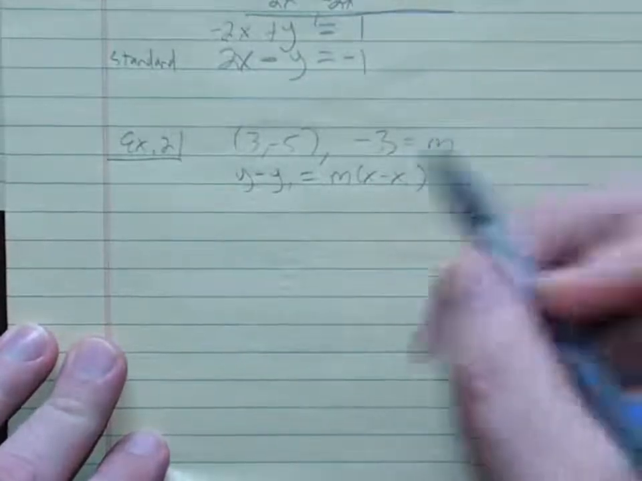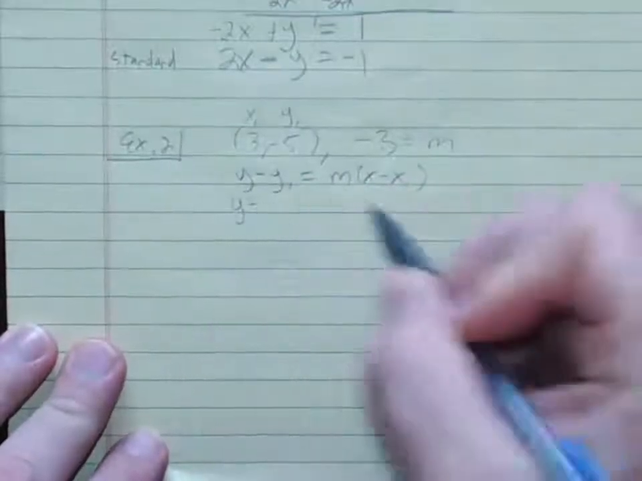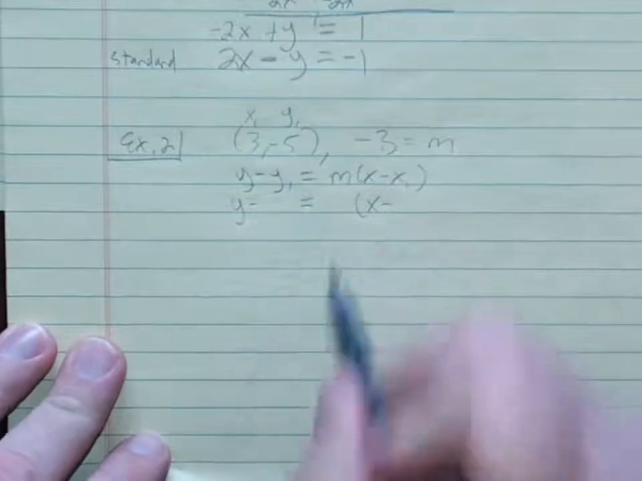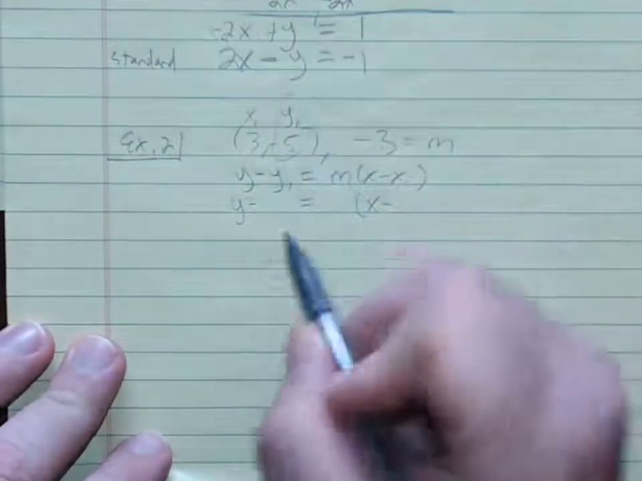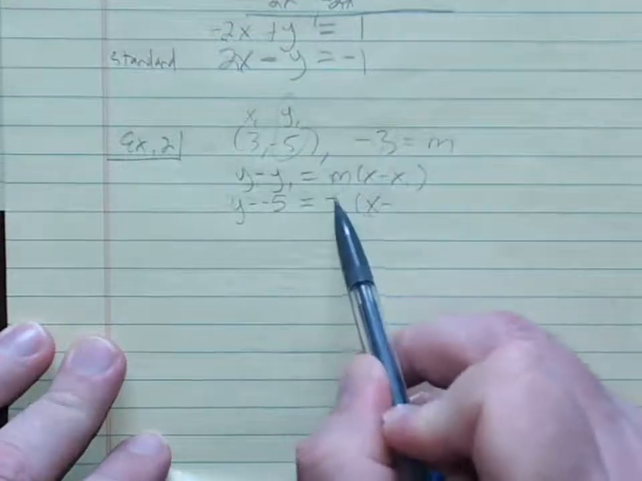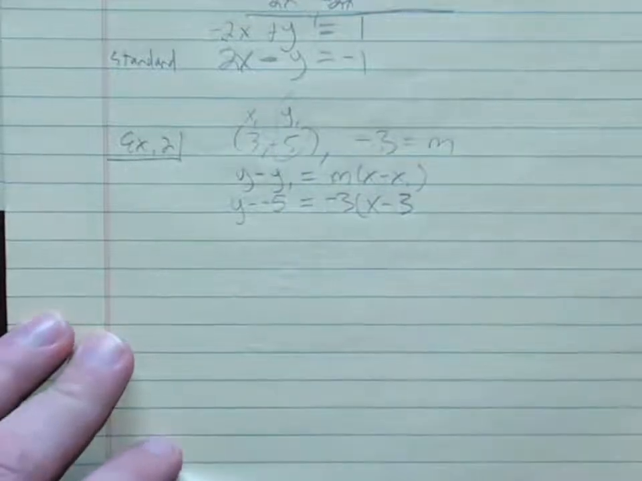Negative 3 is my slope. We'll call this x1 and this y1. The y and the minus don't change. The x and the minus don't change. And the equals doesn't change. So what goes in for negative y1? Well, y1 is negative 5. What goes in for m? M is negative 3. And what goes in for x1? That would be positive 3.